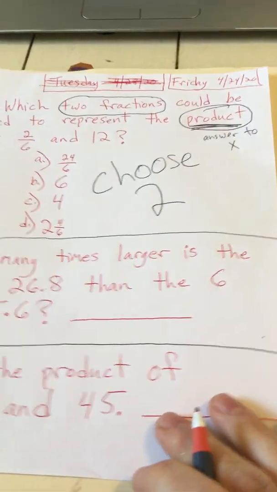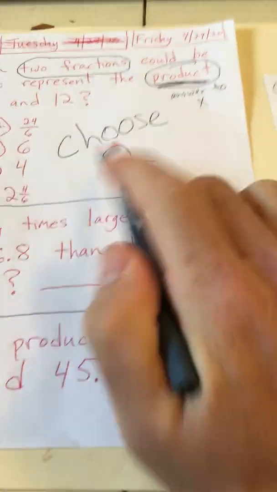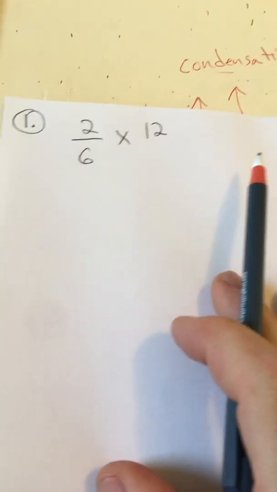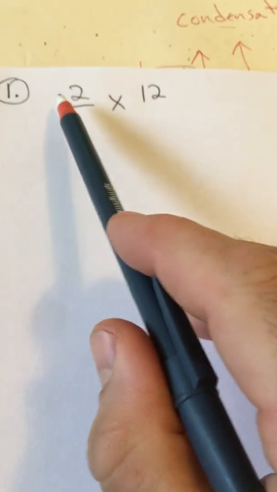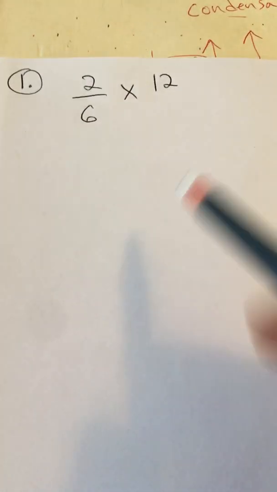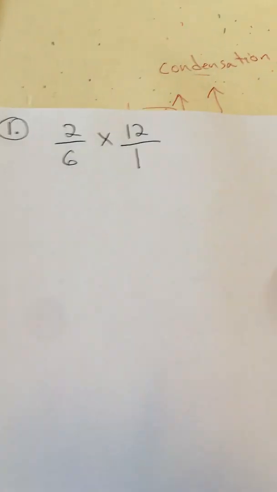Okay? And then we're going to choose 2 of these. And I wrote that real big here to make sure that I don't forget. Okay, so 2/6 times 12. So we've done this a little bit. You can write this 12 as a denominator with a 1 as the denominator.